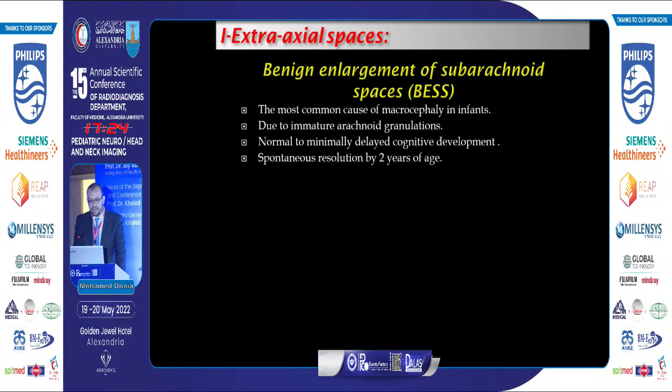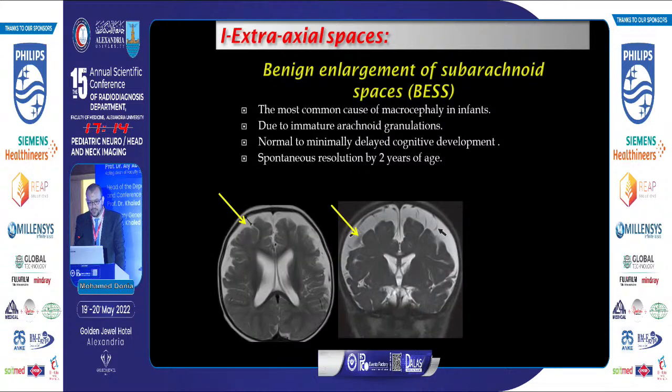Starting with the benign enlargement of the subarachnoid spaces, it is the most common cause of macrocephaly in infants due to immaturity of arachnoid granulations with spontaneous resolution by 2 years of age. Here we can see enlargement of the subarachnoid spaces over the frontal convexity more than 10 millimeters, and subarachnoid vessels traversing the dilated subarachnoid spaces.